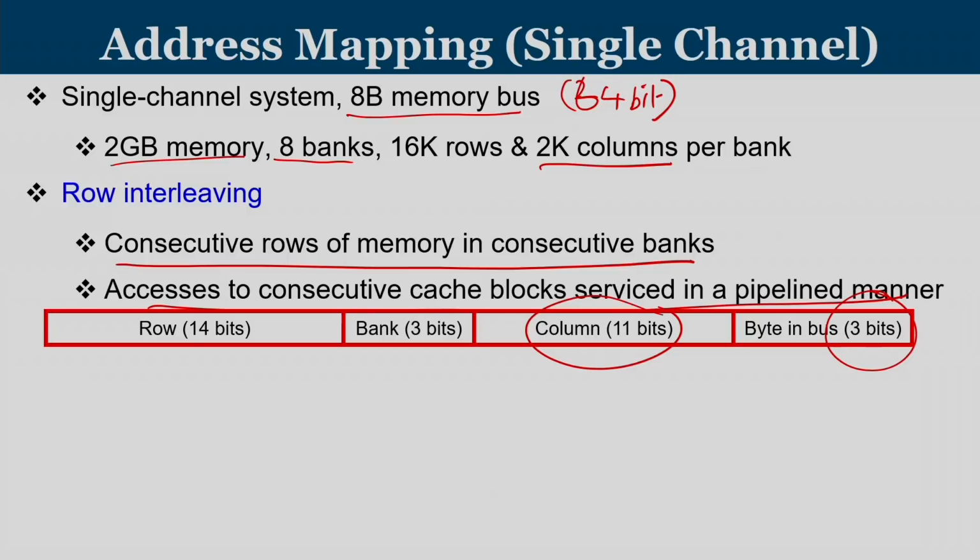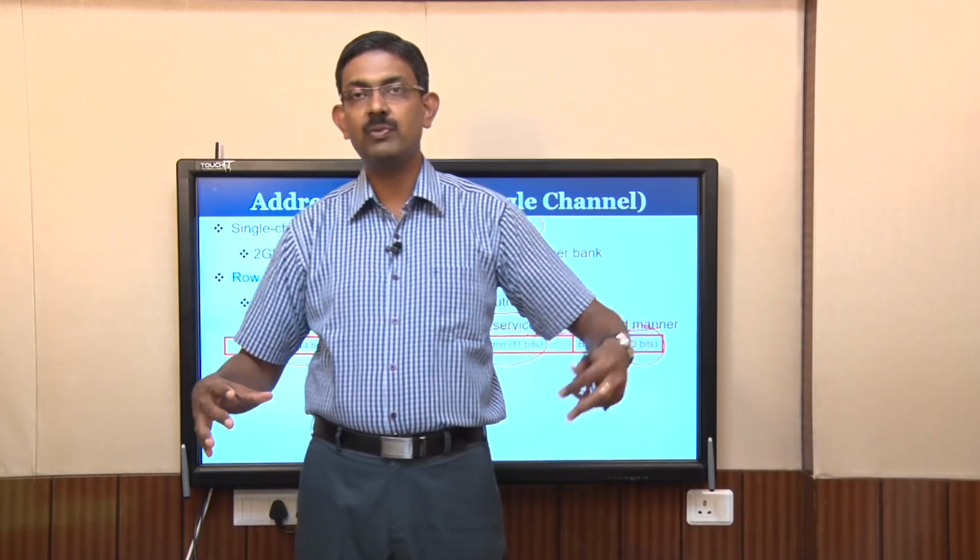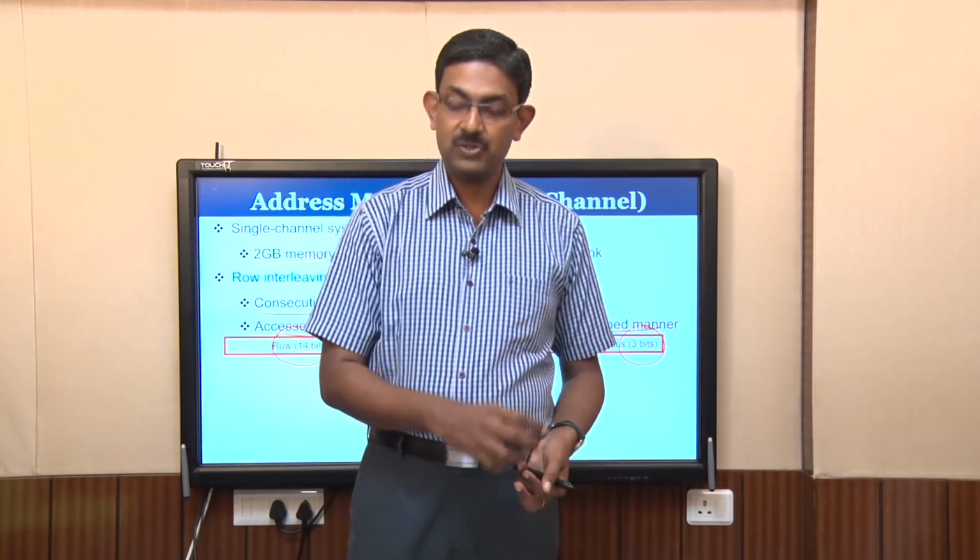And we have seen that consecutive rows belong to consecutive banks. So once the column bits are over, the next 3 bits, since we have a total of 8 banks, are for the banks, and then the row bits come. So in short, the bank bits will come between the row bits and the column bits. This is called row interleaving. So once all the column bits have been given, when we are moving into the next row, the bank bits will come over there.